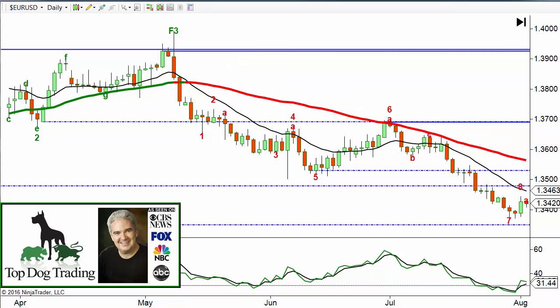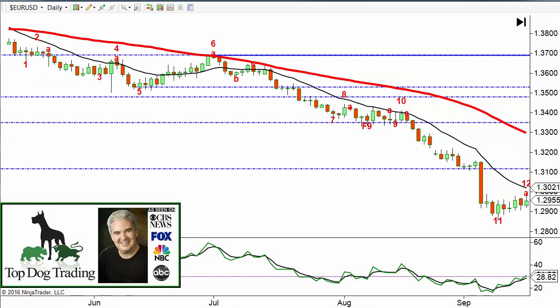In fact, let's take a little look and see how much further it went. There you go. So it just keeps going, see? Now this is our first signal that we looked at here. This was our first divergence we looked at here. And look how much further it still went down.